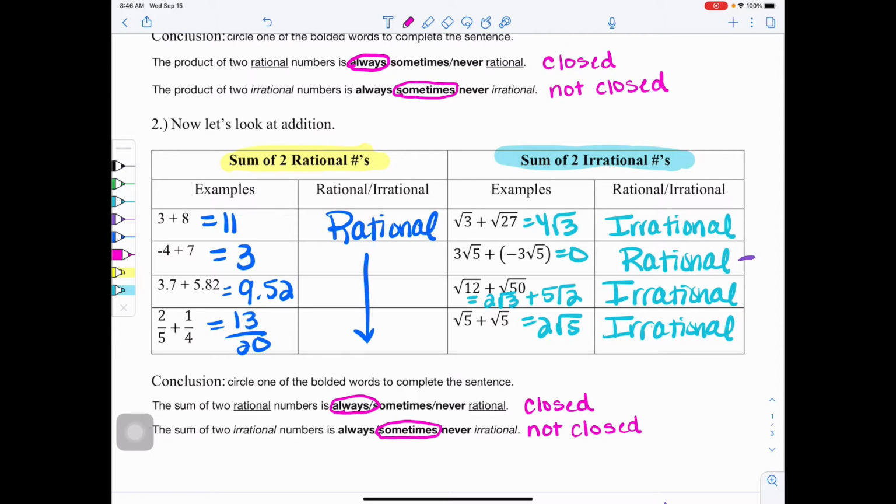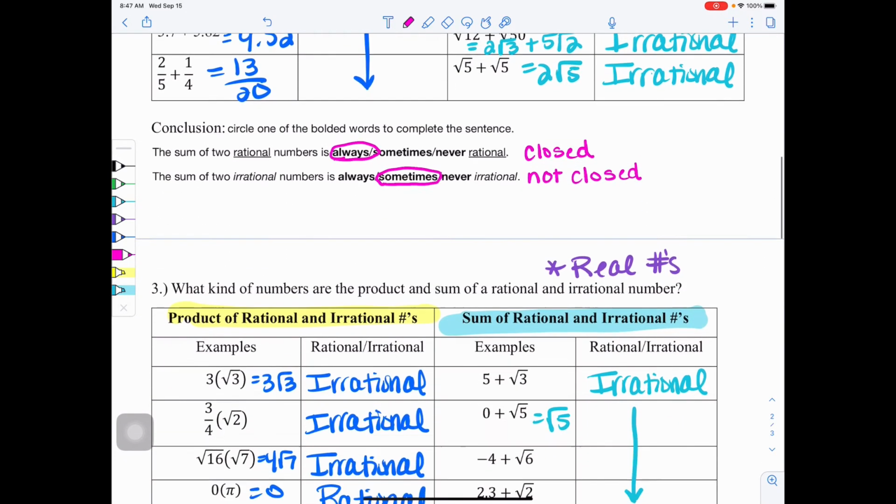So when we complete our sentences below, the sum of 2 rational numbers is always rational. So that means the rational numbers are closed under addition. When we look at the right-hand side of the table, adding 2 irrational numbers, we saw that it wasn't consistent. So here, the sum of 2 irrational numbers is sometimes irrational, which means that irrational numbers are not closed under addition. Moving on to table 3.